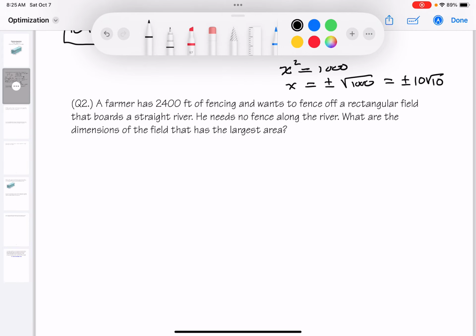The next question is: a farmer has 2,400 feet of fencing and wants to fence off a rectangular field that borders, I think he means, a straight river. He needs no fencing along the river. So I'm going to put the straight river down like this, and I'm going to put my fencing up now. So it's going to be fencing like this. Again, it's rectangular.